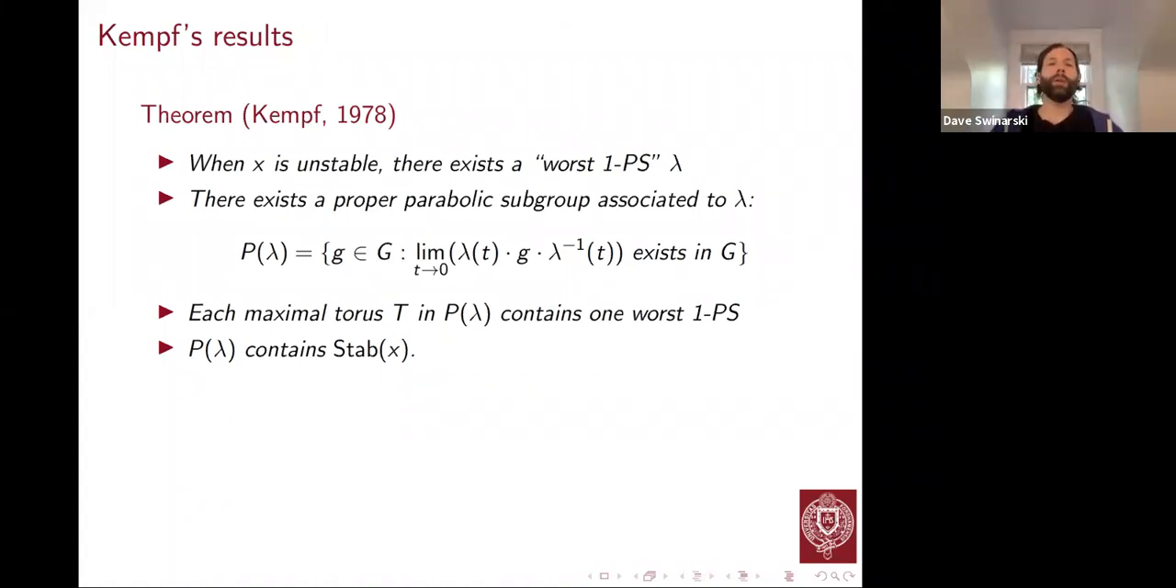So Kempf proved that when a point is unstable in GIT, there's a worst 1-parameter subgroup lambda. That's a bit of a misnomer. It's not actually unique, but you can show that there's a numerical function and that lambda maximizes that function, and it's worst in that sense. Moreover, associated to the worst destabilizing lambda is a proper parabolic subgroup P lambda, and it's given by all the elements for which this limit exists. Kempf shows that every maximal torus in your parabolic contains exactly one worst one parameter subgroup. And he also shows that this parabolic contains the stabilizer of X. Okay, and that is the part that we're going to try to mine.